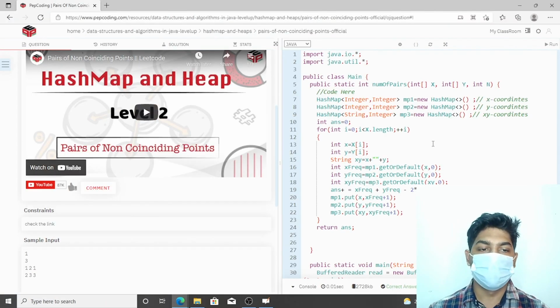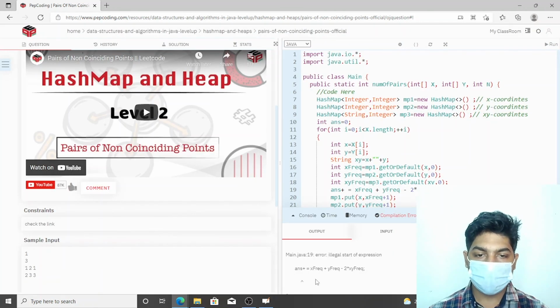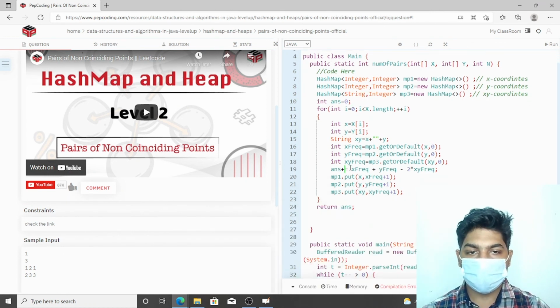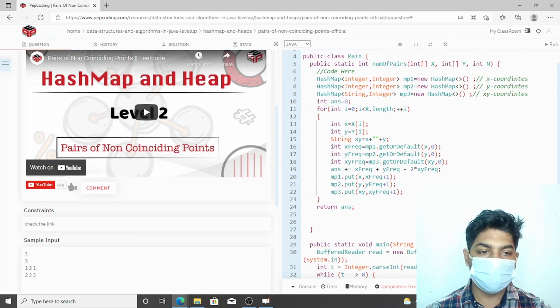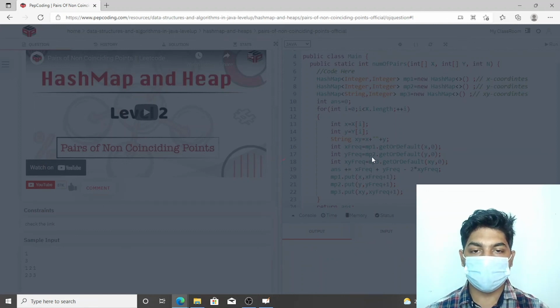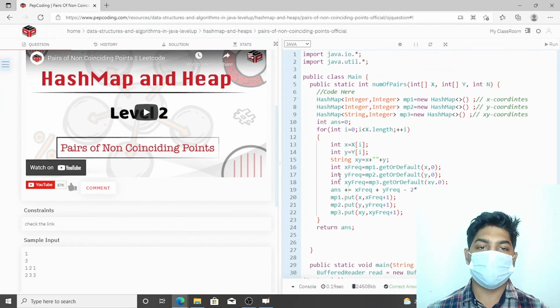Now let's try to submit this code. Let's see. Okay, answer illegal start of expression, we did something wrong. We have made a variable answer. Yeah, answer plus equals to. Now let's try to submit this code and see whether it is working fine or not. Yeah, this is submitting. So this was for this particular question.